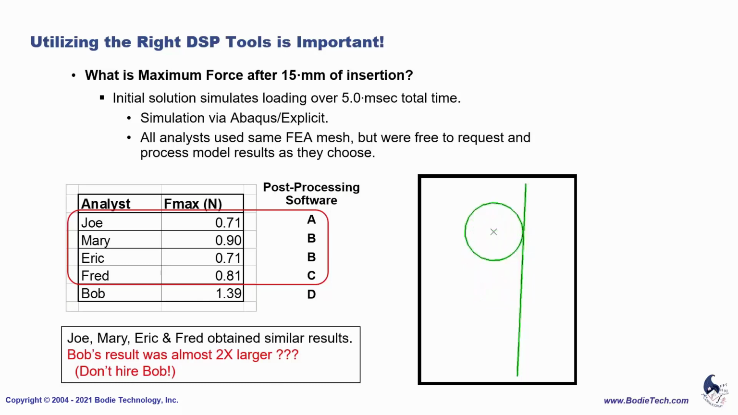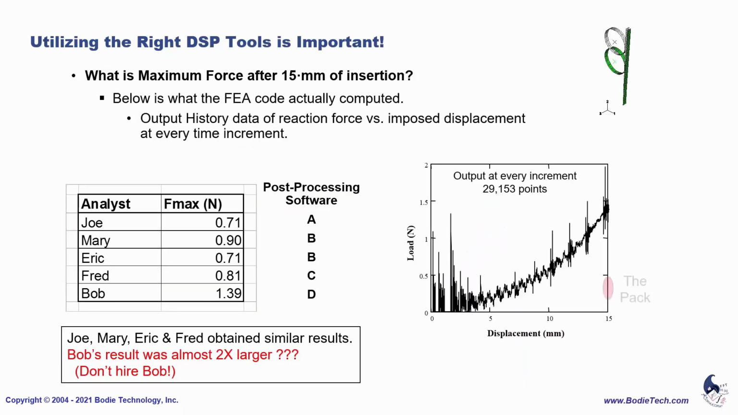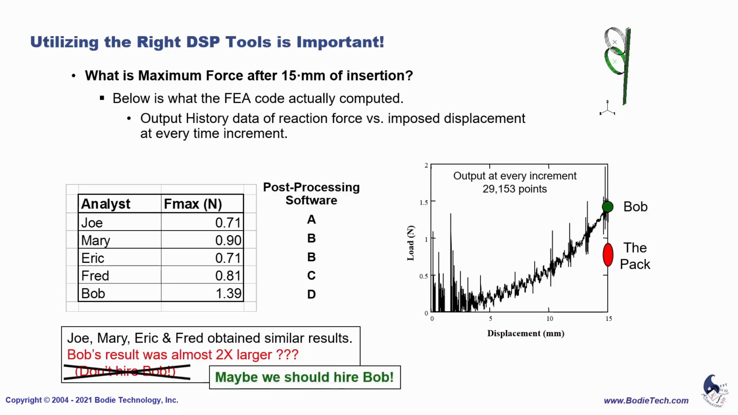almost 2x larger. If we look at the actual simulation data, we see that the pack somehow has predicted a result that doesn't even go through the data, yet Bob's result appears to be quite accurate. Maybe we should hire Bob.